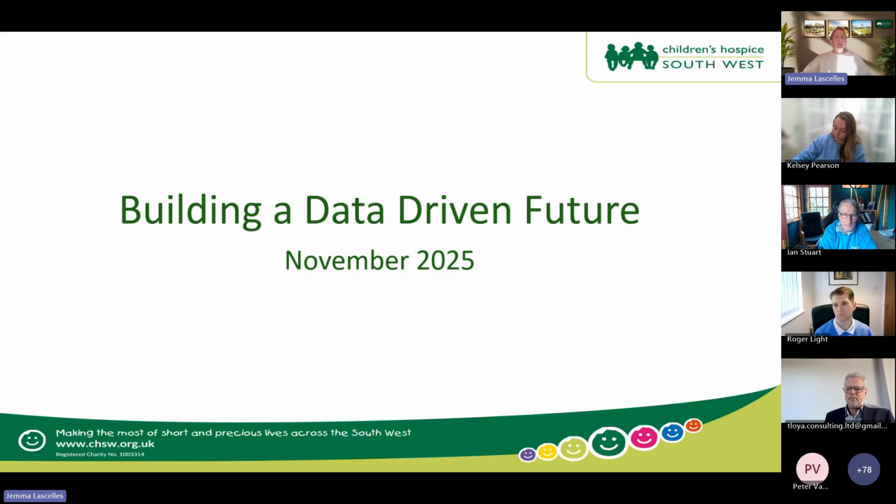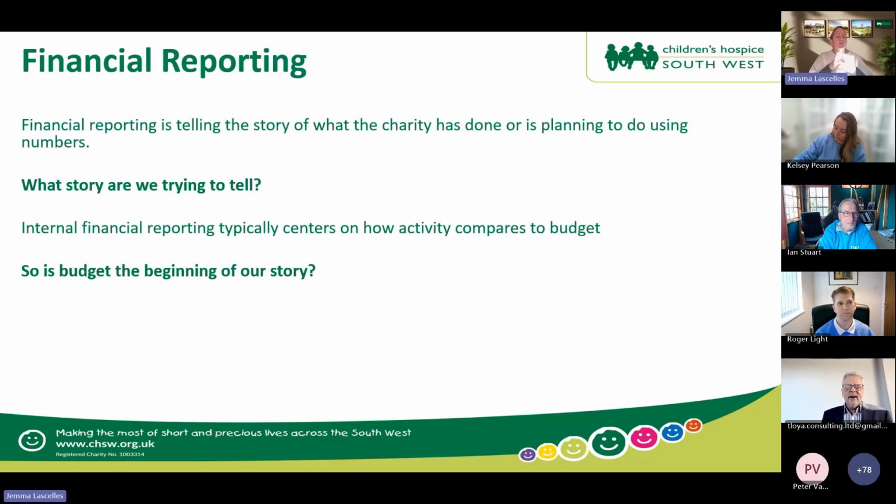So for me, I joined as head of finance, so very much with a focus initially on financial reporting. I think the data strategy in this project has evolved out of that. In most organisations, financial reporting will be your best quality reporting because there are legal requirements to report on your data. We are audited. And so what I wanted to shift is away from simply retrospectively reporting on the numbers to really trying to tell a story around what we've done and what we're planning to do with those numbers. So that raises the question of what story we are trying to tell.